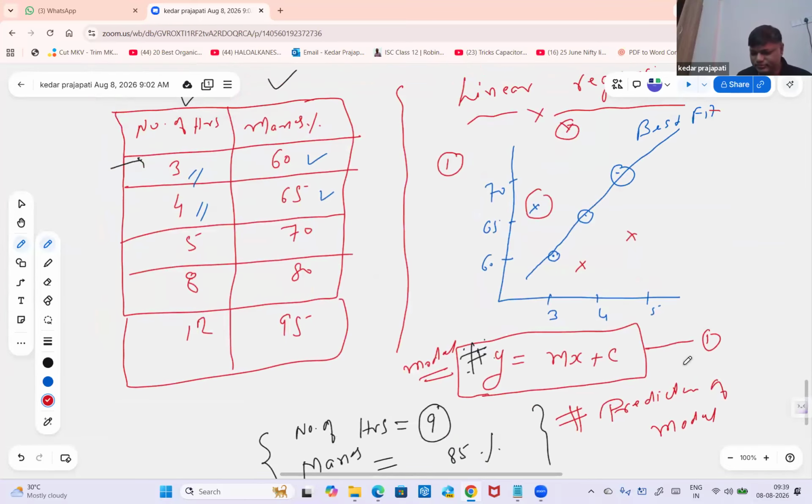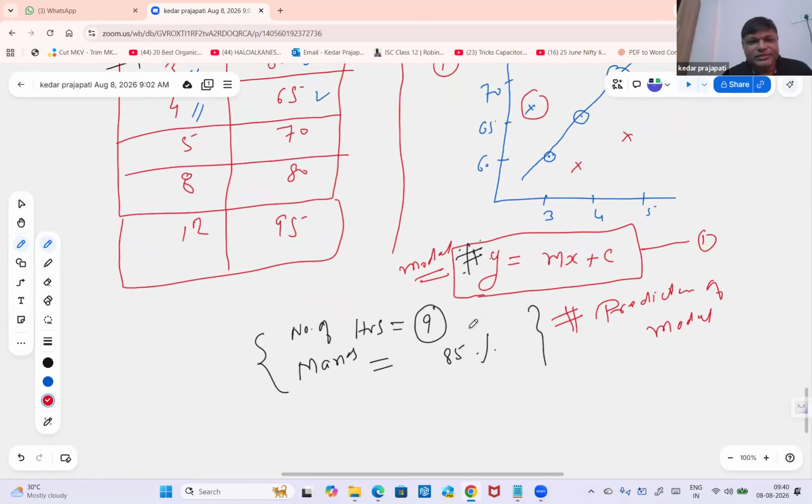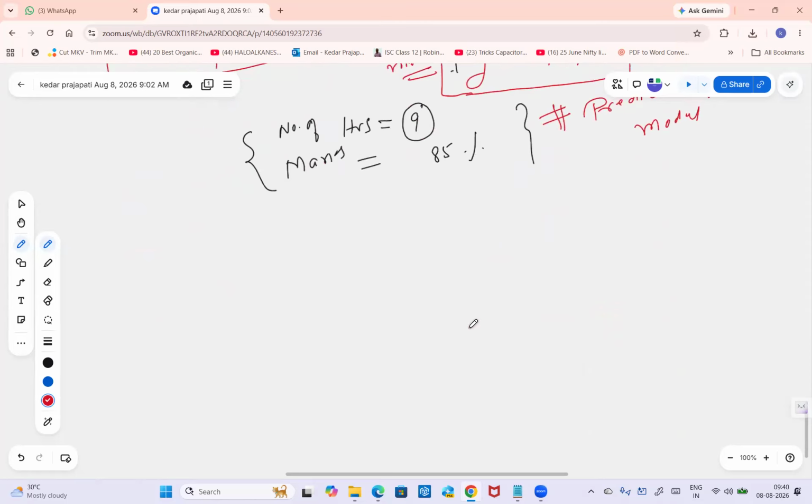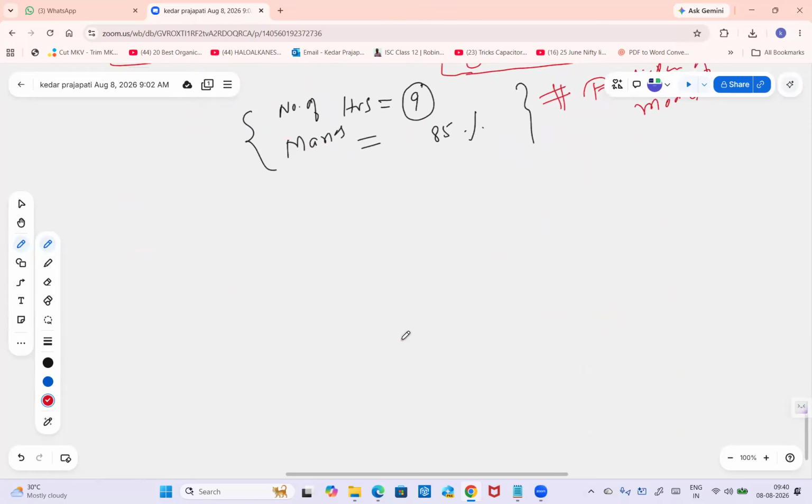Clear here? Any doubt? The basics are very much needed. Now, are you guys with me? Yes. Okay. Yes, Kedar. Yeah, all right. Any doubt here? No, right?